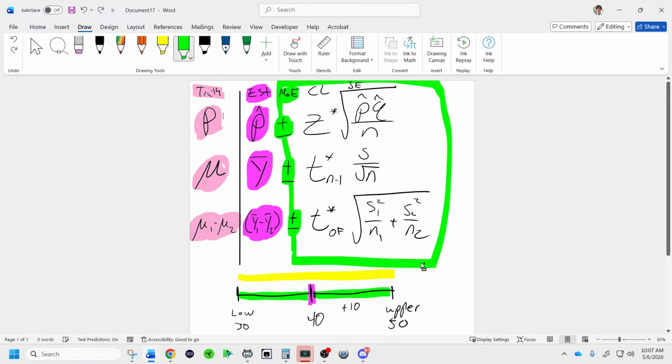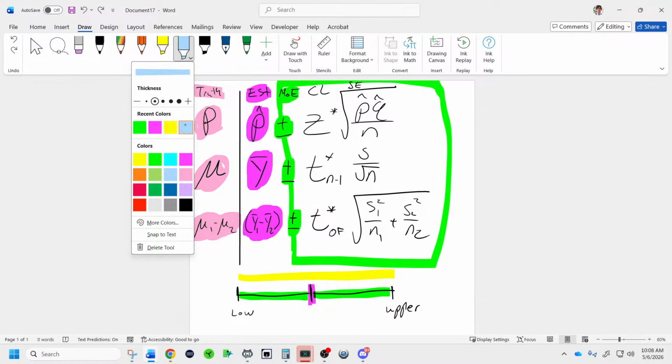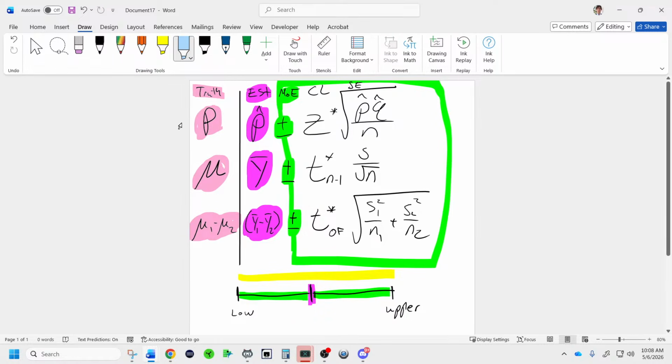Now, when you think about this margin of error, there's two main things that control the margin of error. What are the two main things that control the margin of error? You could break it down different ways, but tell me the two things that really control the margin of error.